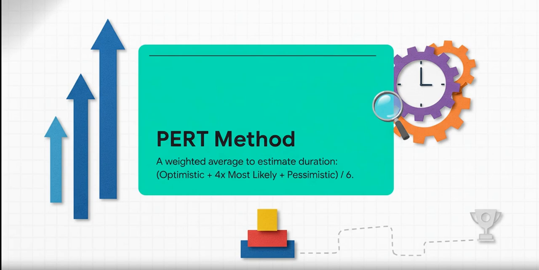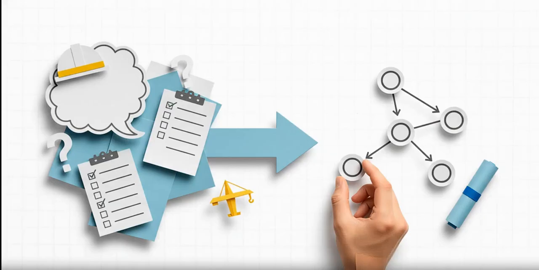You come up with an optimistic time, a pessimistic time, and a most likely time, plug them into this formula, and it gives you a much more realistic duration to work with. All right, enough theory. The absolute best way to see how powerful an AON diagram is is to just build one. So let's take a sample project and turn its data into a real working project map.